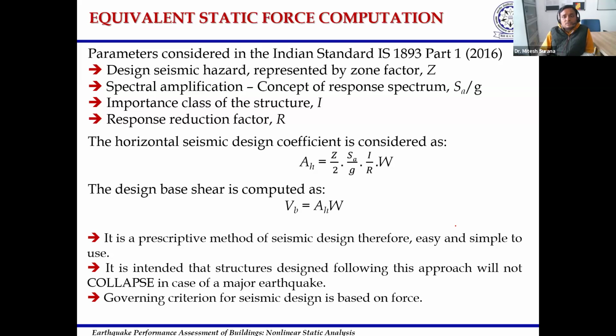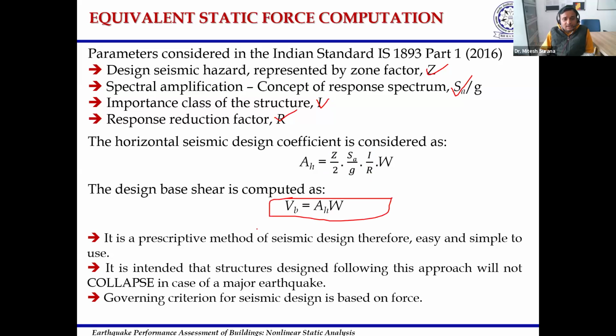And that depends on the zone factor, that is, in which seismic zone the building is located; the spectral amplification that we can obtain through the response spectrum and quantify in the code as Sa/g; the importance of the structure I; and the response reduction factor R. Once we know this Ah as Z/2 times Sa/g times I/R, we multiply this quantity Ah by the weight, so that we can determine the design base shear VB equal to Ah into W.